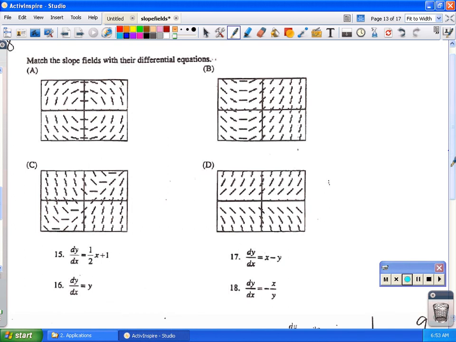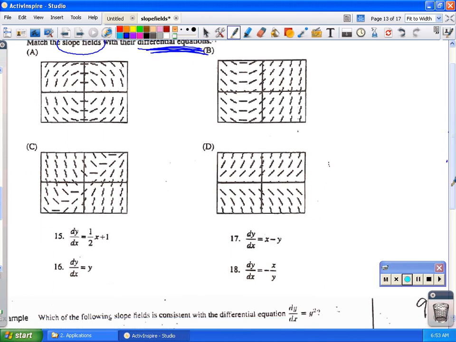So this is a little different than what we were doing on the other page. You have the slope fields, but this time you don't have the family. You actually have the derivatives. So there are several ways to do this. First thing I would do, for example, in number 15, I have a derivative, and the solution is somewhere up here. Well, I would think, all right, if this is 1 half x plus 1, if I find the antiderivative, that would get me to x squared, so I'm looking for a family of parabolas. And so when I look at the graphs, I can see there's a family of parabolas. So this differential equation created this slope field.